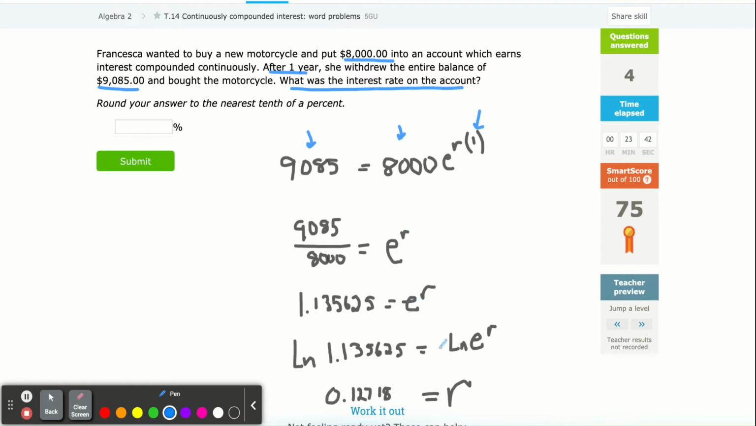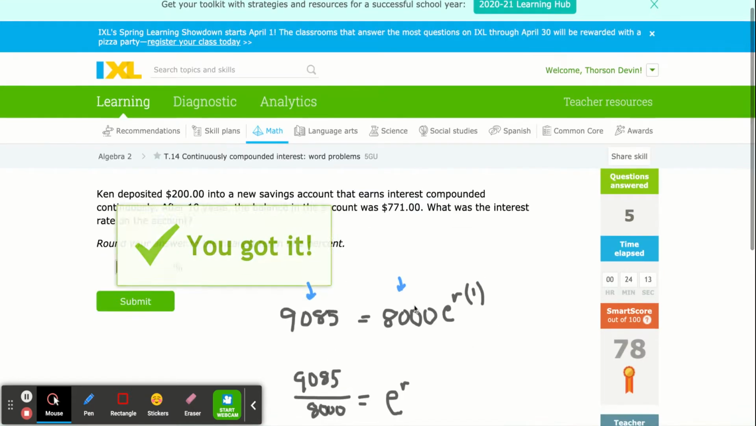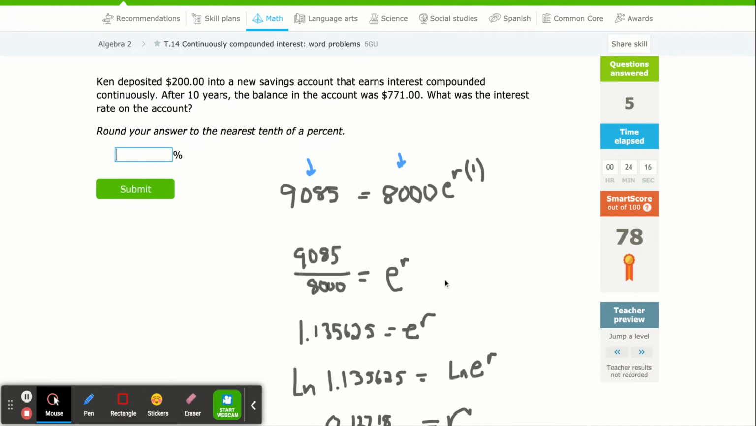Now what's nice is I take the natural log. The natural log just cancels this e to the r, leaving just r. The natural log of e to the r is just r. Then I take the natural log of the 1.135625, so natural log of both sides, I get 0.12718. Now it wants it as an interest, so I want to make sure I change that to 12.7 because we make it a percentage where we move the decimal twice, and it says round to the nearest tenth. Again, hopefully this one's fairly simple after the last lesson.